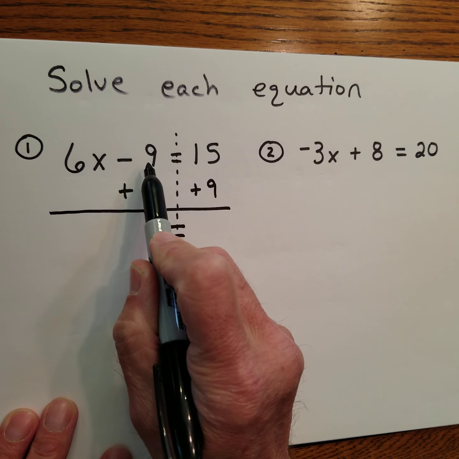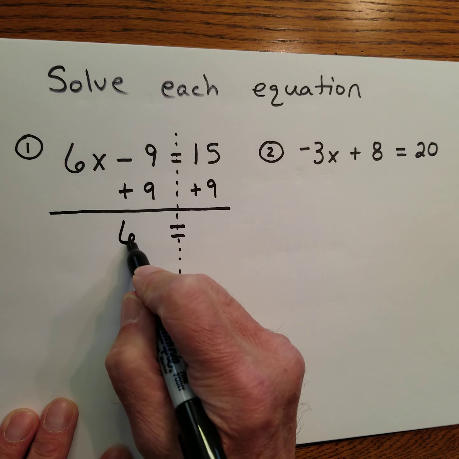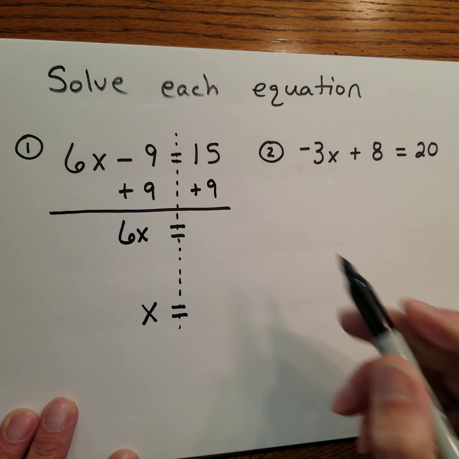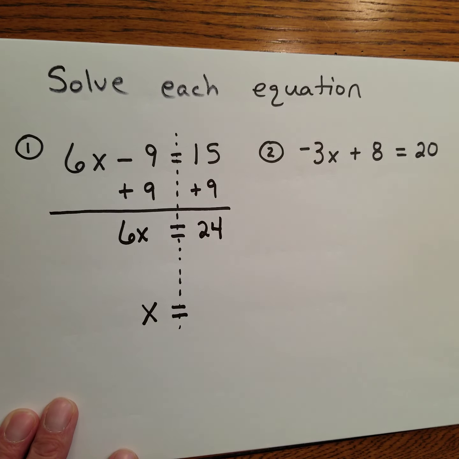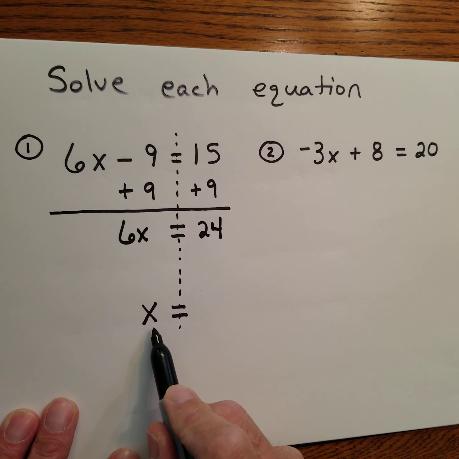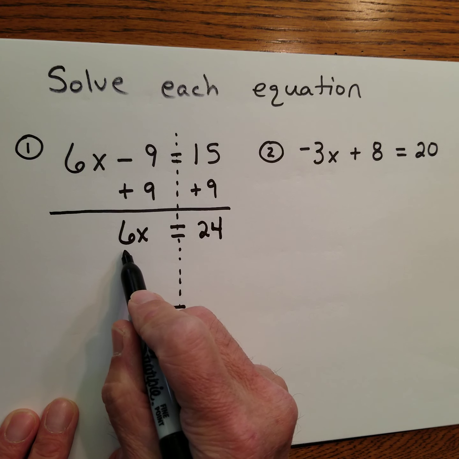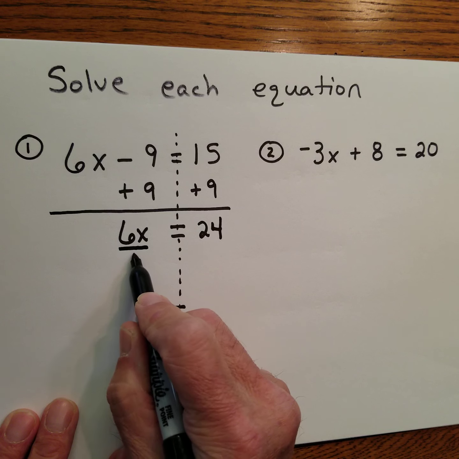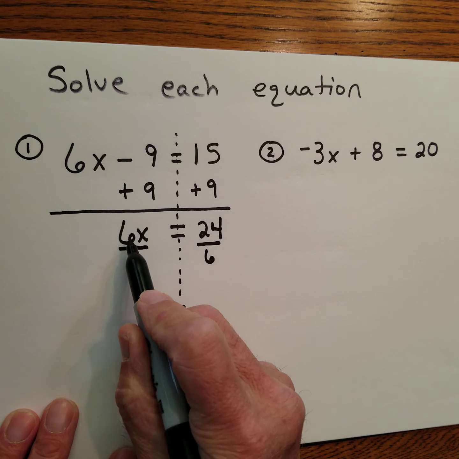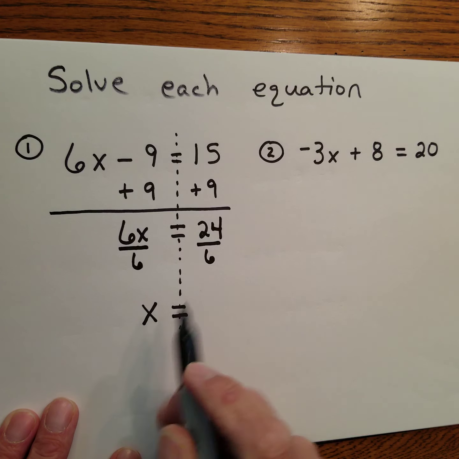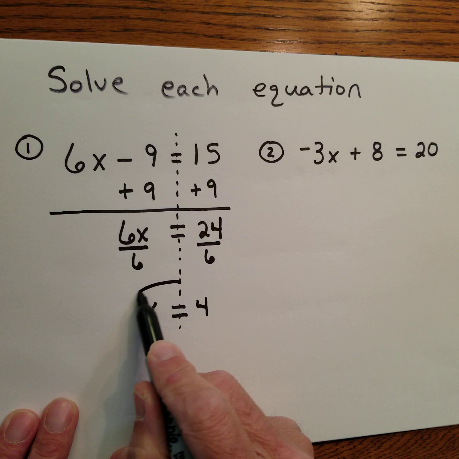On the left-hand side, negative 9 and positive 9 is 0 plus 6x. On the right-hand side, 15 plus 9 is 24. Now to get x by itself, we'll get rid of the 6. 6 and x are being multiplied, and the inverse of multiplication is division. 6 divided by 6 is 1x, and 24 divided by 6 is 4.